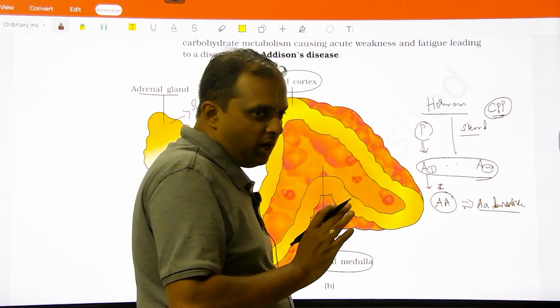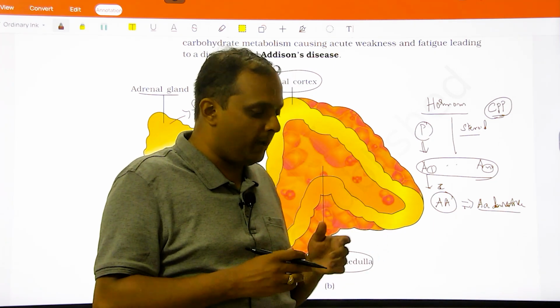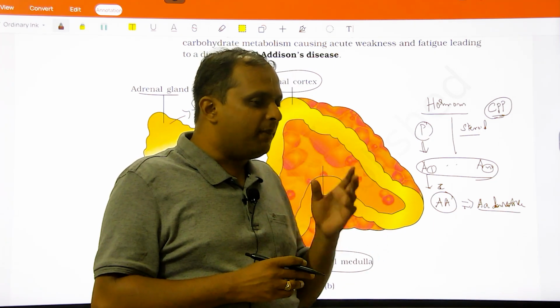So in short, the last part of the NCERT book will say, hormones are chemically of 3 types.